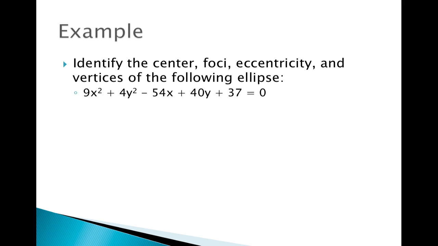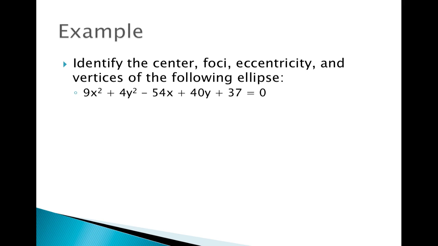All right, we need to figure out what the center, the foci, the eccentricity, and the vertices are of the following ellipse. And we are given this big, long, messy equation. So how in the heck are we going to do this? All right, we have to use algebra, and we're going to go back to completing the square.